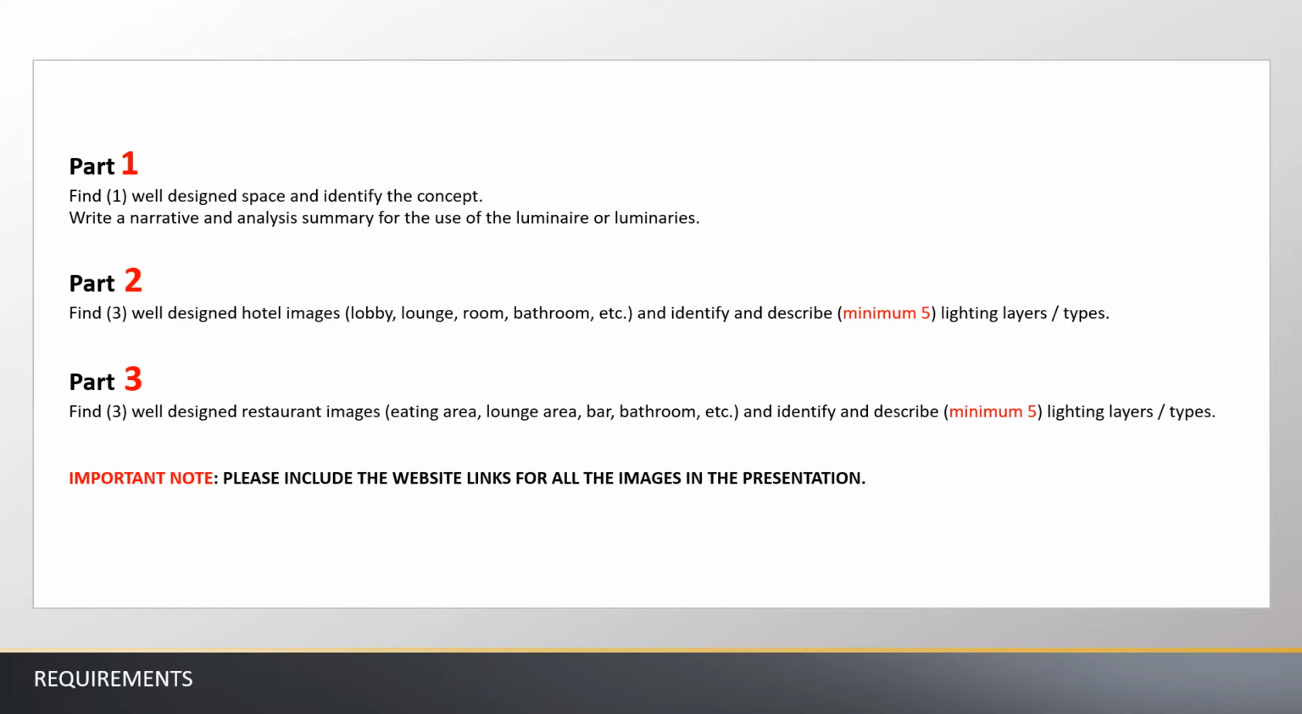Let's talk about lighting test 1. For the test, we're going to have 3 parts. Part 1, I want you to find one well-designed space and identify the concept. Write a narrative and analysis summary for the use of the luminaire or luminaires. Part 2, you're going to find 3 well-designed hotel images. It could be the lobby, lounge, room, bathroom, etc. And identify and describe minimum 5 lighting layers or types. For part 3, you're going to find 3 well-designed restaurant images. It could be an eating area, lounge area, bar, bathrooms, etc. And identify and describe minimum 5 lighting layers or types. Please include the website links for all the images in the presentation.